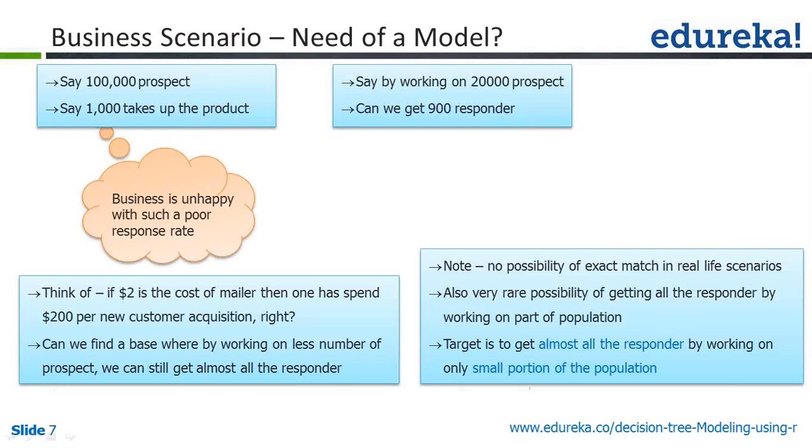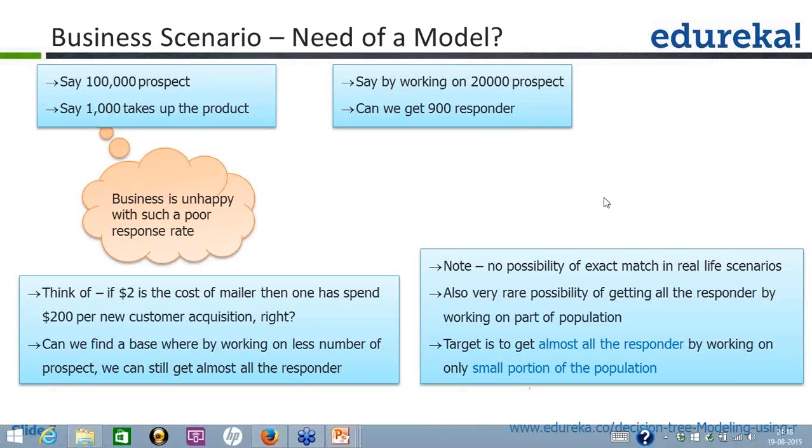So let's go ahead now. What is predictive modeling? What is a model all about? A model is trying to predict a particular behavior. In this case, it's a response model: among the prospects, who are the guys who will take your product, correct? And obviously there is a good lift, a great advantage if you can do that. Why? Because by working on only 20,000 prospects, you can get almost all the responders. That's what you are trying to do.